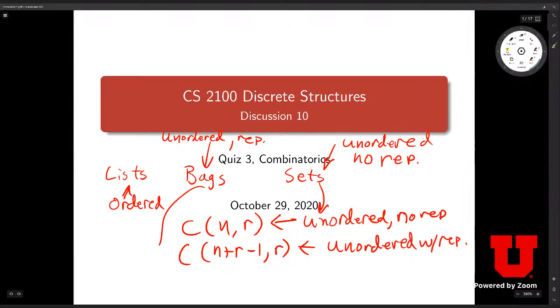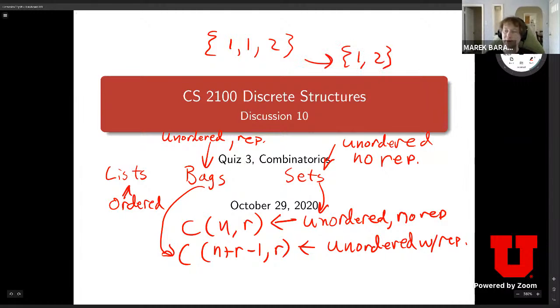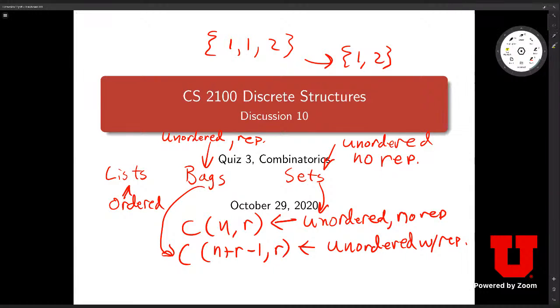Are those bags? Yeah, bags are this one. A bag could be 1, 1, 2, whereas the corresponding set would be 1, 2. That's what we mean by repetition. Does that help? Yeah.